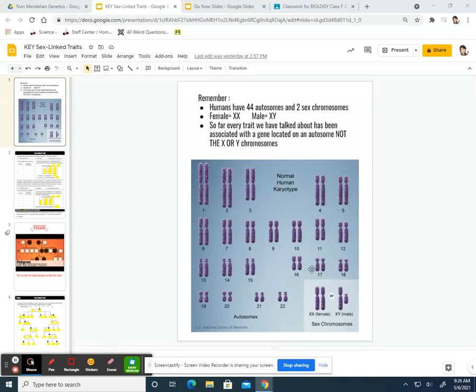Today, we are going to learn about sex-linked traits. So a few things I want to remind you before we get started. We learned that humans have 44 autosomes and 2 sex chromosomes. So we can see that here in the karyotype.